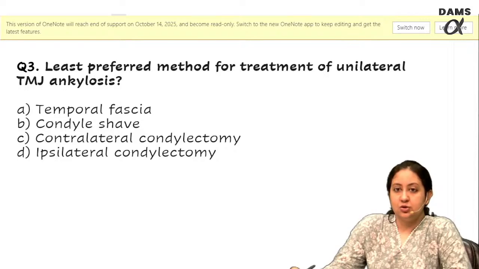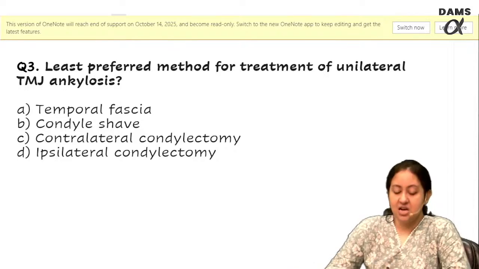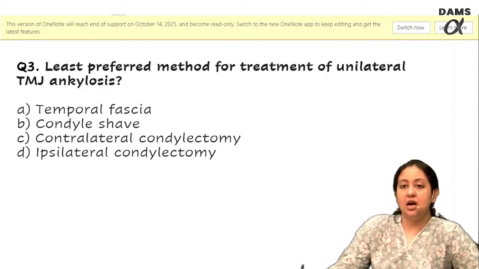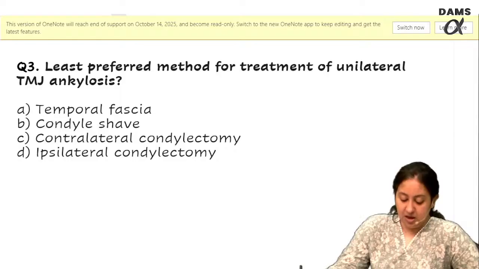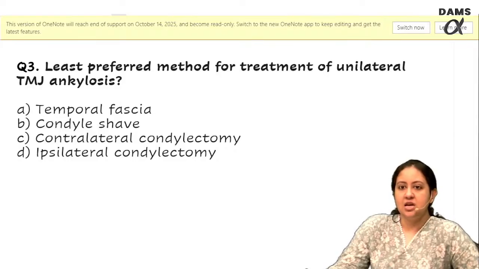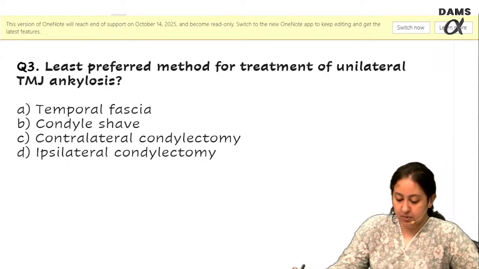We'll come on to the next question, that is question number 3. Least preferred method for treatment of unilateral TMJ ankylosis is: A, temporal fascia. B, condyle shave. C, contralateral condylectomy. And D, ipsilateral condylectomy. What would be the correct answer here?